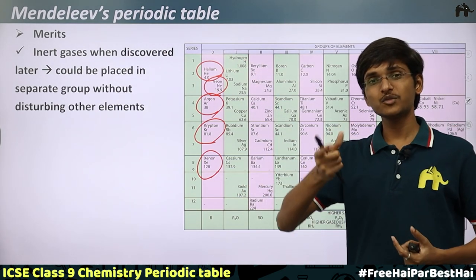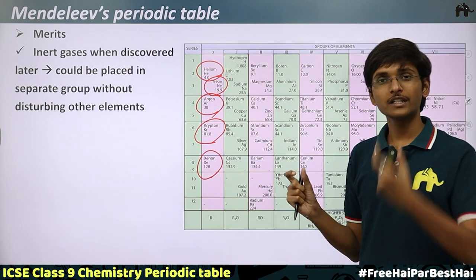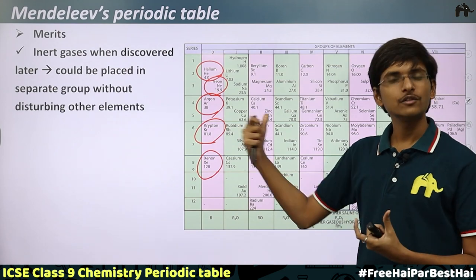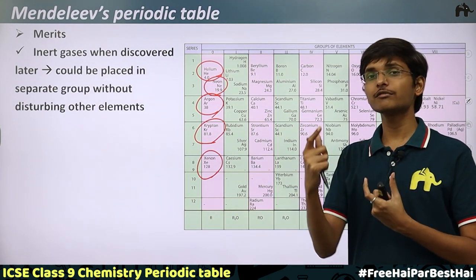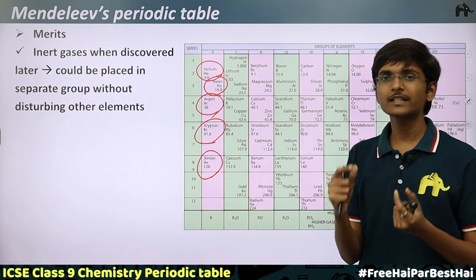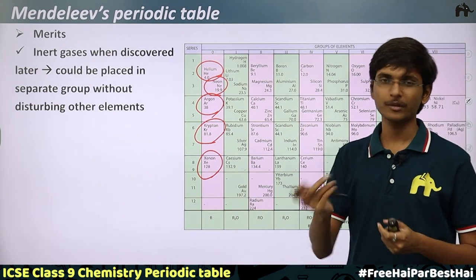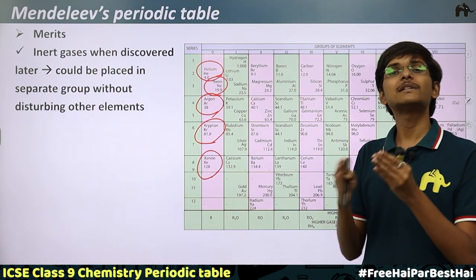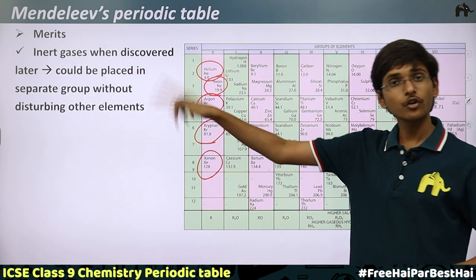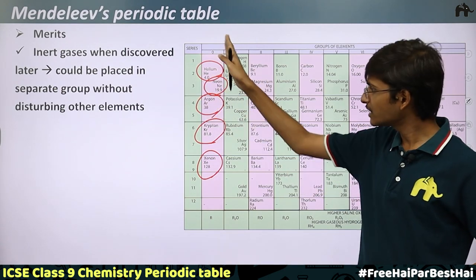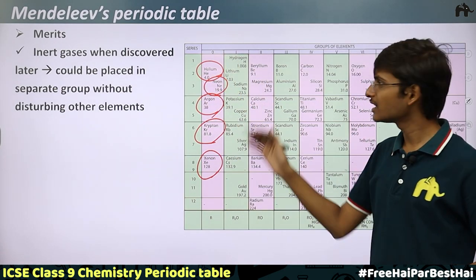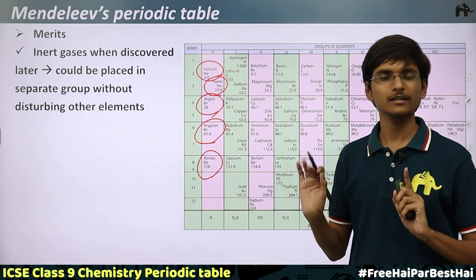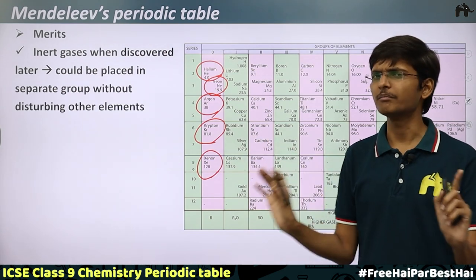But this placement of elements in a group having similar properties was the base of Mendeleev's arrangement of the periodic table. Along with this, he arranged the elements in increasing order of their atomic weights. But the second most important criterion was the placement of elements having similar properties in the same group, which was followed for the inert gases. In the same way, a separate group was created for the inert gases, and that was the reason it didn't disturb the placement of other elements. So these were all the merits.